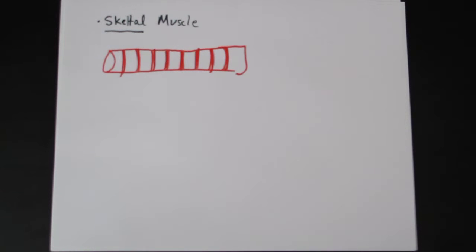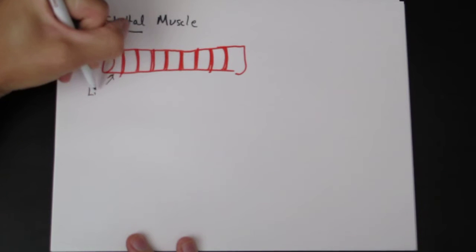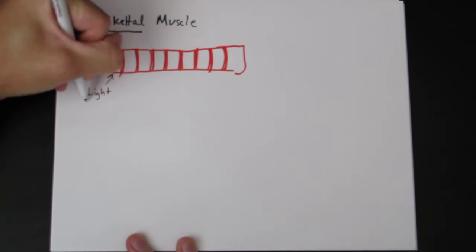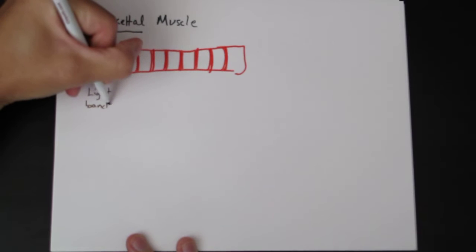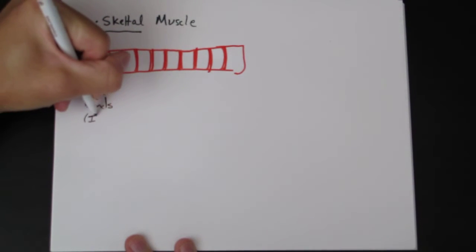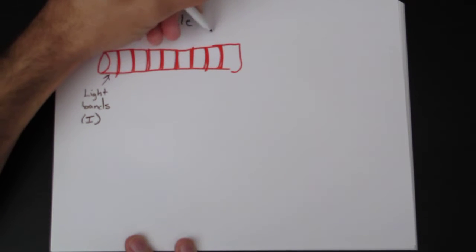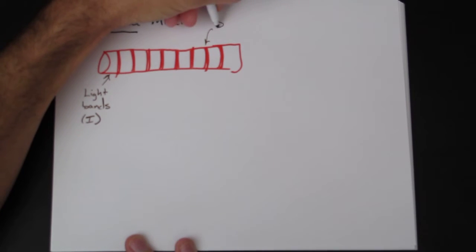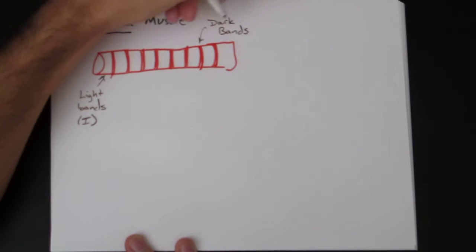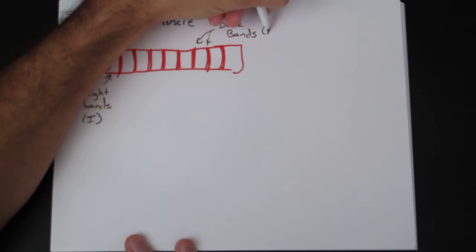And then, I suppose if we were to label those, we would label these the light bands. Light bands are also often called I bands. And then we have the dark bands up here as well. So we have multiple dark bands here, and these are called A bands.